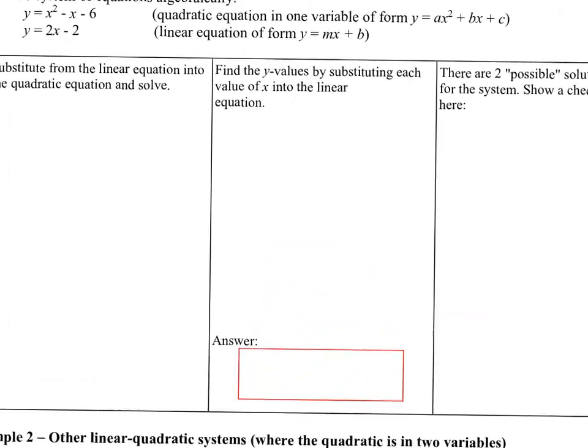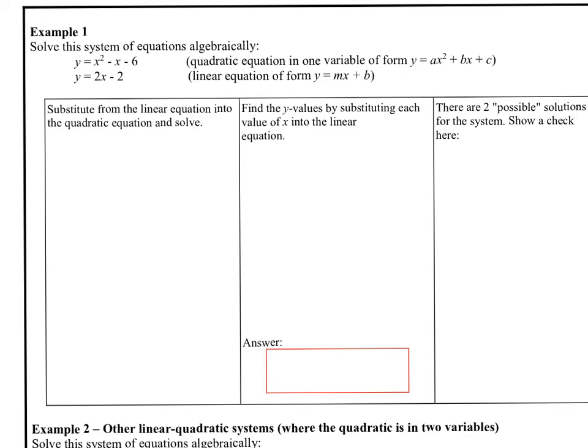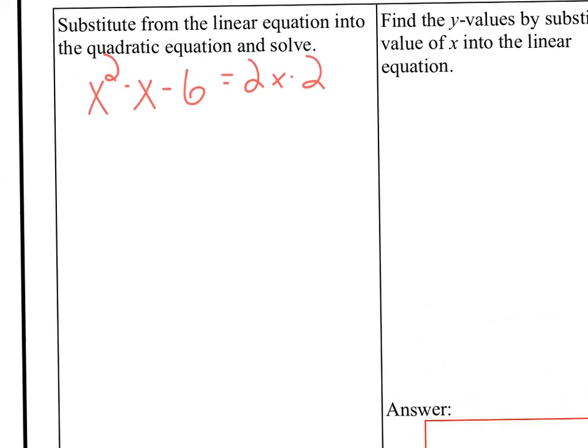Alright, so let's take a look at this first problem. We're going to solve it. So solving this system of equations algebraically. Well, just like we've done before, you need to set them equal to each other. They're both equal to y, so we can set them equal and write x squared minus x minus 6 equals 2x minus 2. From there, we are going to get everything to one side, so subtract the 2x and add the 2. We end up with x squared minus 3x minus 4 equals 0.